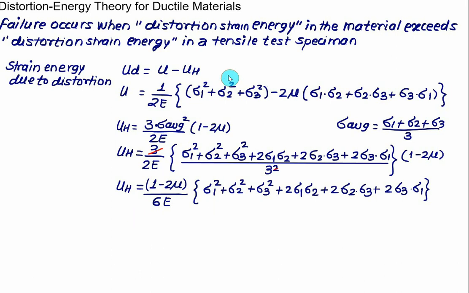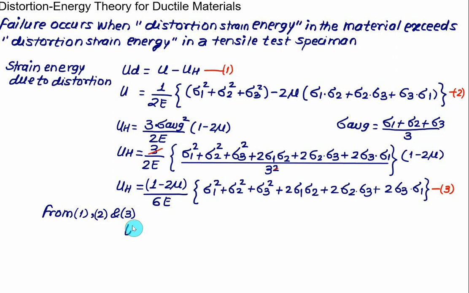So this one is our expression for the strain energy in the case of distortion. This one is the expression for strain energy due to three principal stresses, sigma 1, sigma 2, sigma 3, and this one is our expression for strain energy due to hydrostatic stress. So we'll put equations 2 and 3 back into 1 and solve for the strain energy due to distortion. Now that substitution will take a long time here, so I will give the final equation for the strain energy due to distortion.